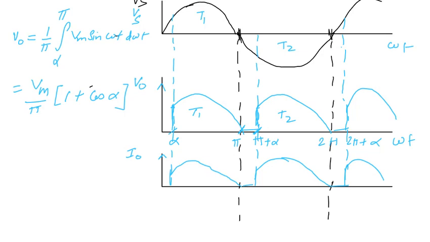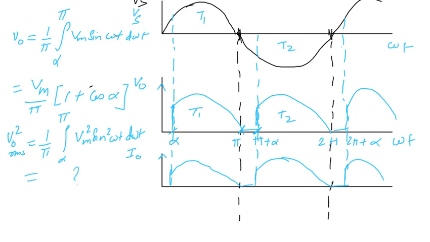For the RMS value, just calculate V naught RMS squared, which is 1 upon pi integration from alpha to pi of Vm squared sin squared omega t d omega t. You calculate this value and find out what the answer is.